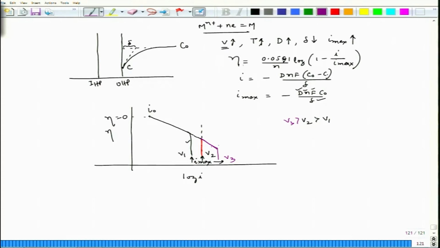Now, interestingly, you could see that as we are increasing velocity, because of these factors we are increasing I max, and that is what the polarization curve is shifting towards the right. That means the appearance of I max is shifting towards the right. This situation will have a strong effect on corrosion of metal.